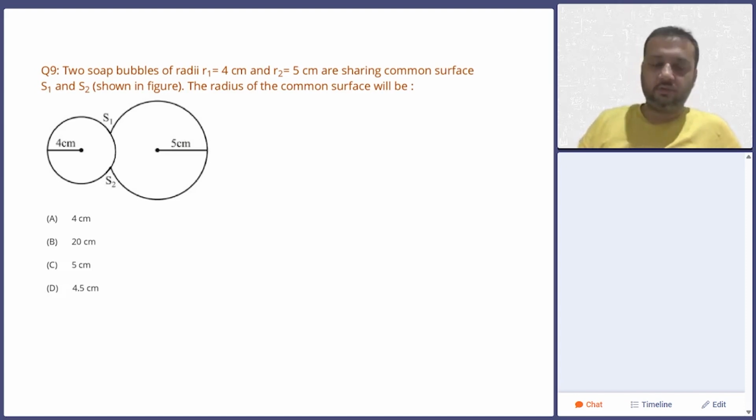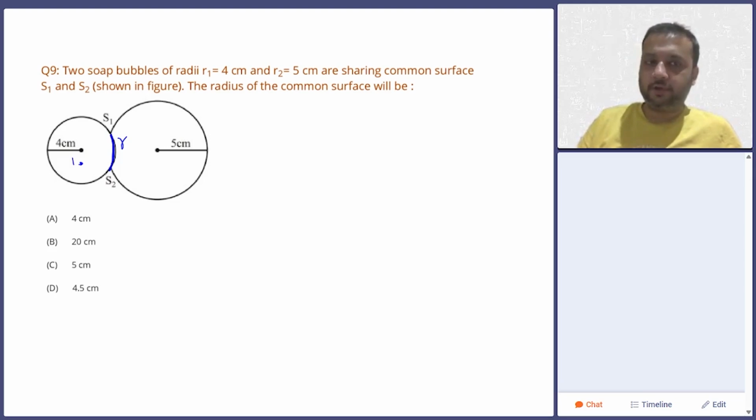So again, a very procedural question. Here we have got two soap bubbles and they are sharing this common surface. So this is some common surface of radius small r, and we have to find the radius of small r. So if you see the left bubble, this is of radius 4 centimeter, and the right bubble is of radius 5 centimeter. So we have to find the radius of this r.